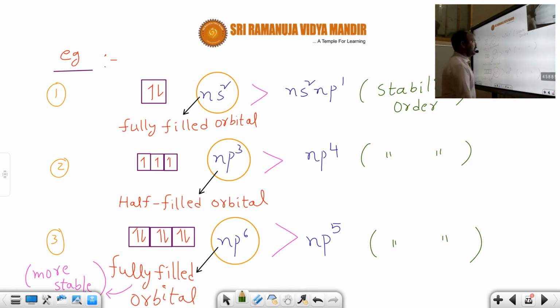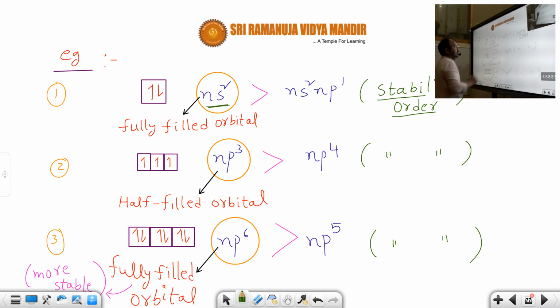Okay students, are you clear so far? After that I will take a few examples for your sake. First of all, the stability order. Whenever there is more stability, that configuration should have more ionization potential. We know that ionization energy is more. So which is the more stable structure?